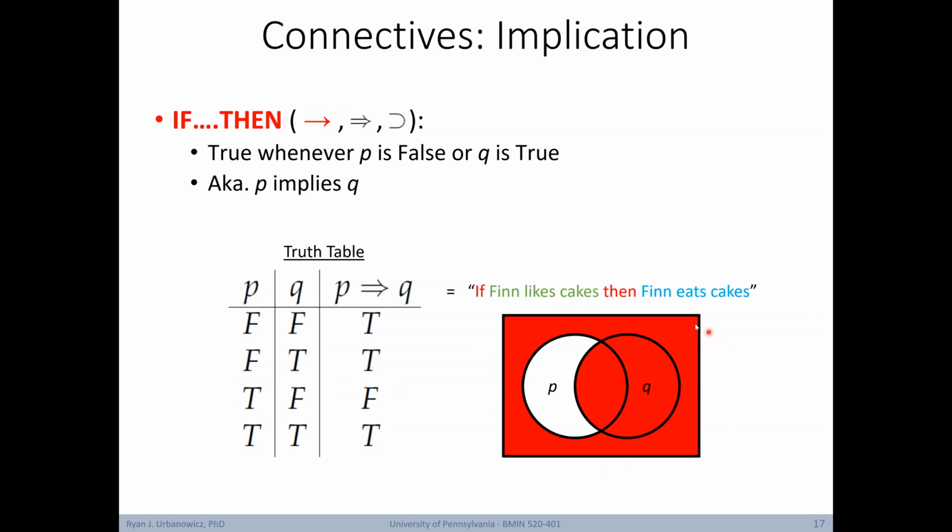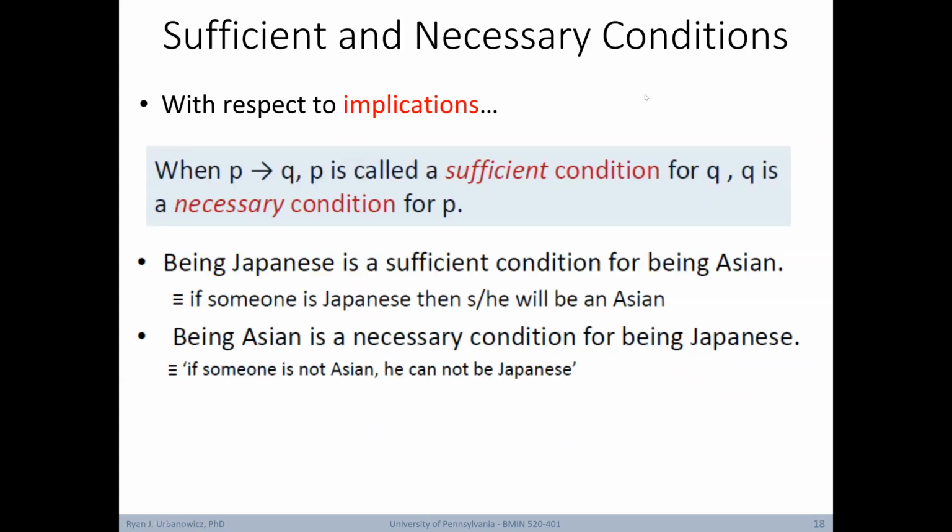Here's the Venn diagram for implication. Basically, the only time this statement is false is when only P is true. Let's dig into implications a little bit more and think about what it means to be sufficient and necessary conditions. When you have P implies Q, P is called a sufficient condition for Q, but Q is a necessary condition for P. Let's look at a natural language example of this to see if it makes more sense. Here we have the statement, being Japanese is a sufficient condition for being Asian. In other words, if someone is Japanese, then he or she will be Asian. However, being Asian is a necessary condition for being Japanese. Therefore, if someone is not Asian, he or she could not be Japanese.